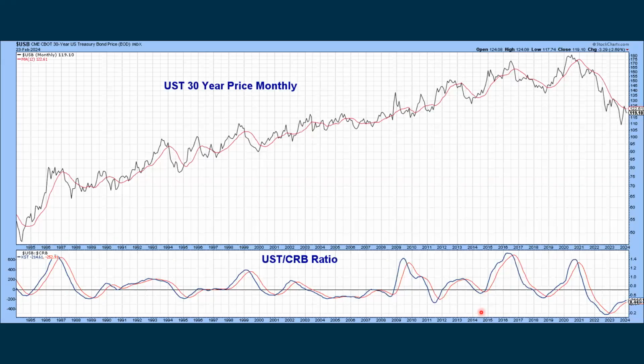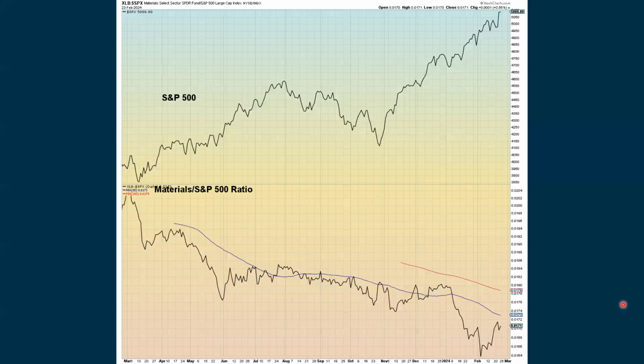This is a monthly chart of the price of the 30-year bond, which has been in a downtrend for quite some time. But when you compare it to commodities down below, we are seeing where bonds are still in an uptrend compared to commodities on a monthly chart. Then we look at different sectors. There's 11 sectors that make up the S&P 500.